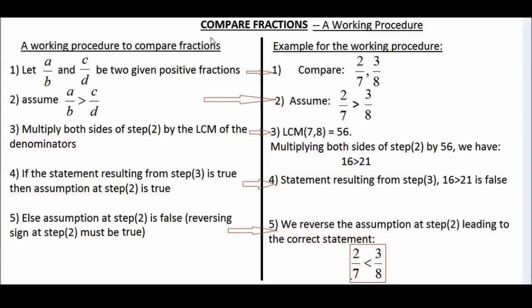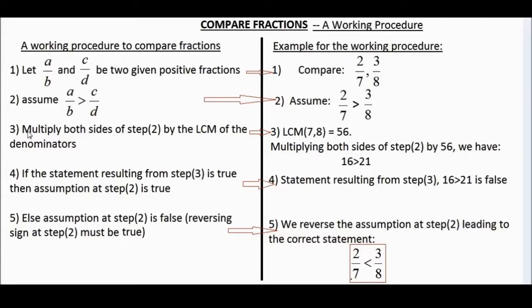Now we describe a procedure for comparing fractions, a working procedure for comparing fractions. Step 1: let a by b and c by d be two given positive fractions. Step 2: assume a by b is larger than c by d. This may or may not be true. The truth of this is verified in the following steps.